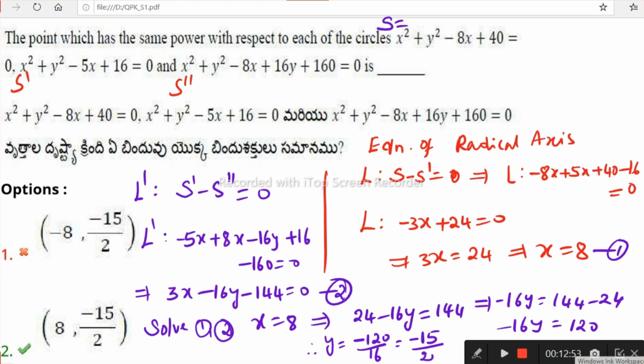So what is our required point? The radical center is asked. The radical center is here (8, minus 15 by 2). Okay? That is clearly the second option, right?